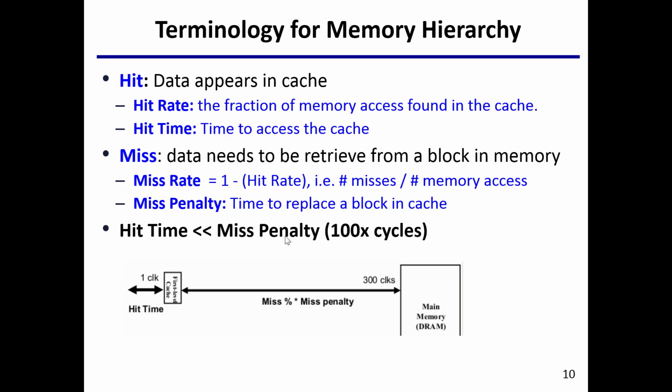But if I access one that's not in the cache and it has to be retrieved, not necessarily from main memory, but from some lower level of the memory hierarchy, that's a miss, and I will pay a higher penalty, a higher access time. The problem is there's no way to predict this ahead of time, right?